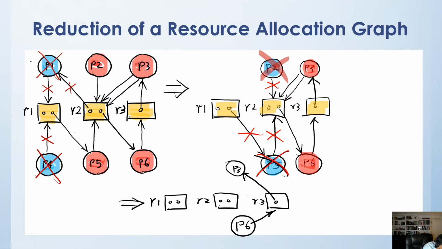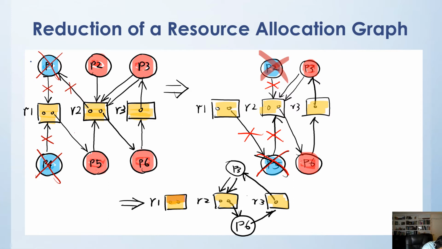Now P3 is still requesting 2 units of R2, and P6 is still holding 1 of resource 2. Is that all right? Yes, I think that's probably the case. Okay, now let's color it. So we still have, oh sorry, I put a different color.